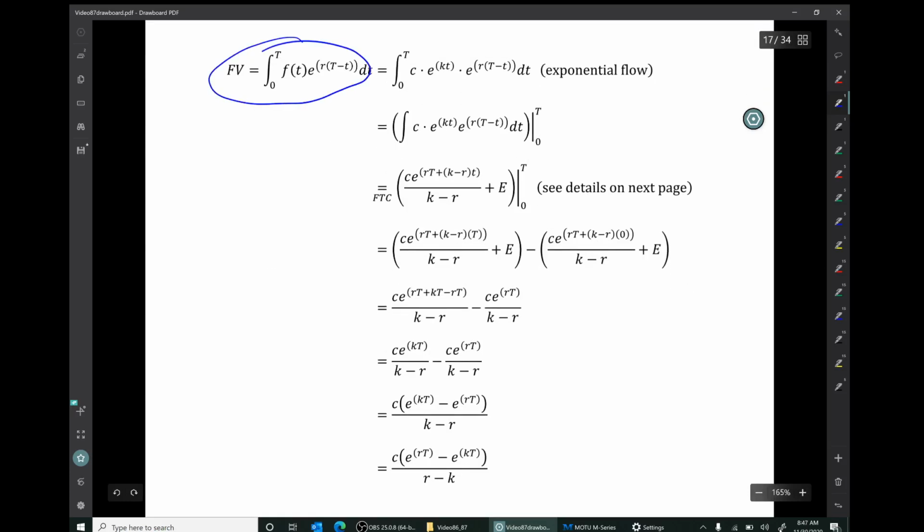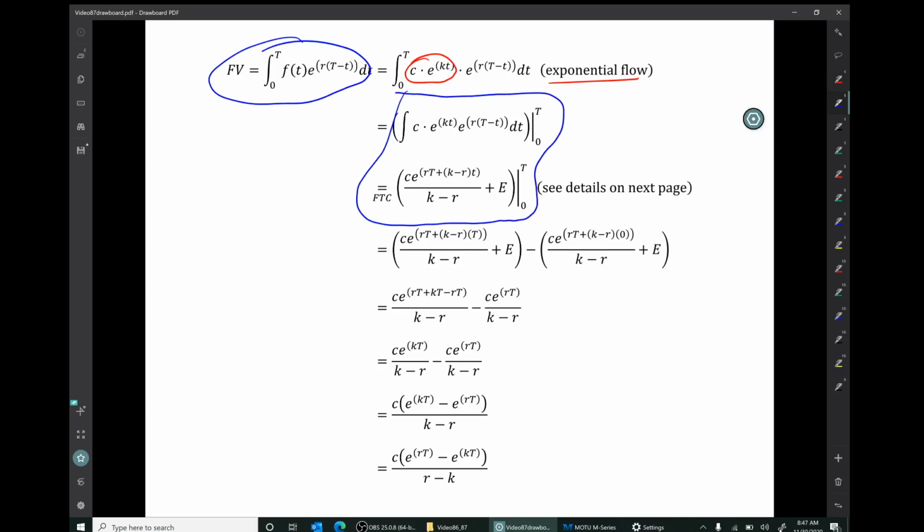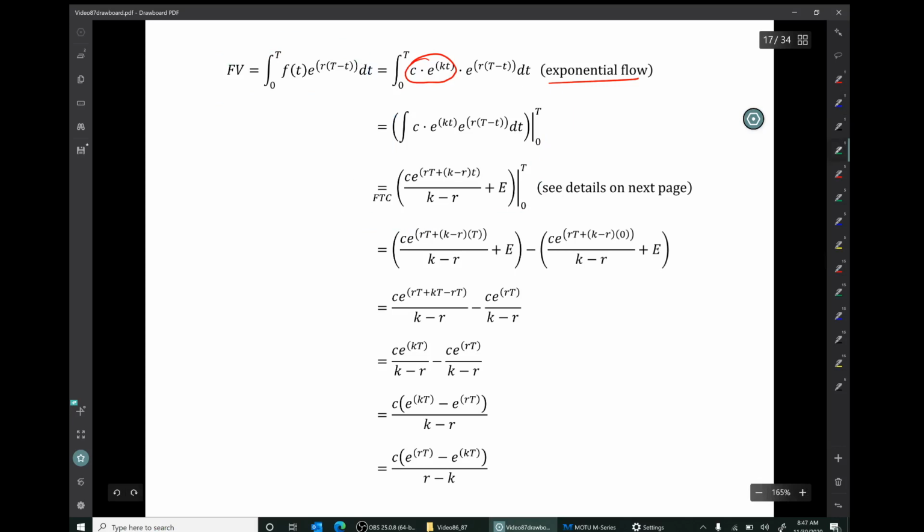There's the general form for future value, that messy integral calculation. There I've put in the exponential flow, and the rest is just very messy calculus, but the usual kind of approach. We have a definite integral to do. The fundamental theorem of calculus tells us that that definite integral can be found by doing an indefinite integral calculation. The indefinite integral calculation is done on the next page and brought back.